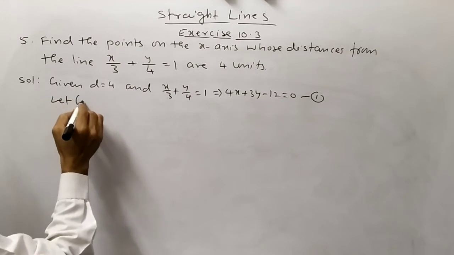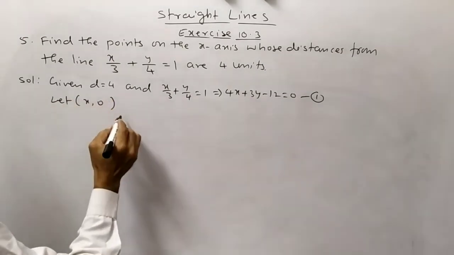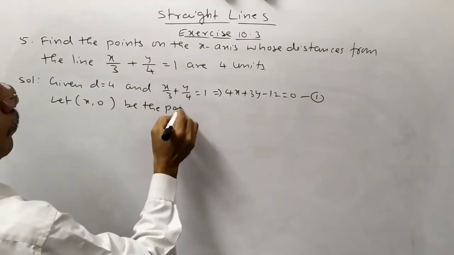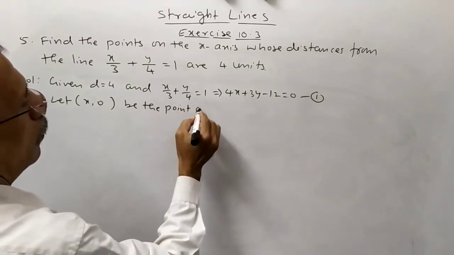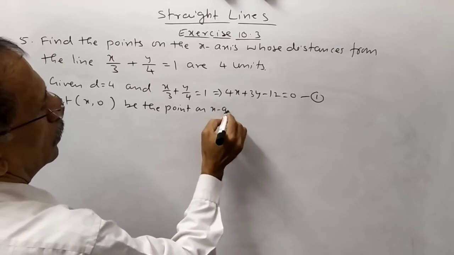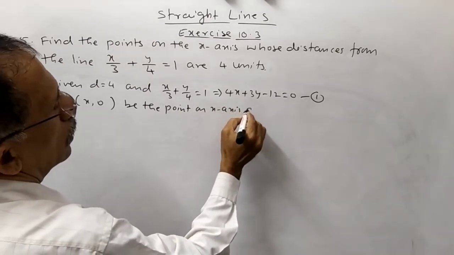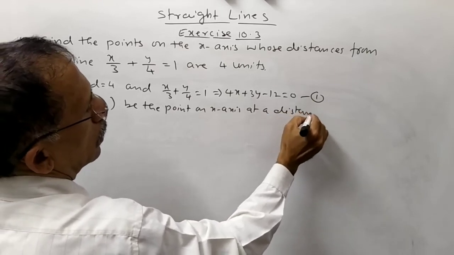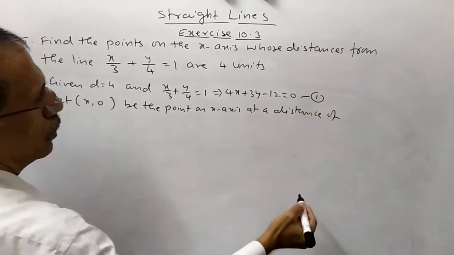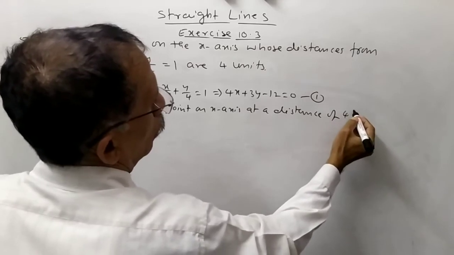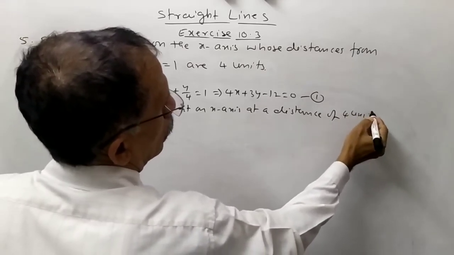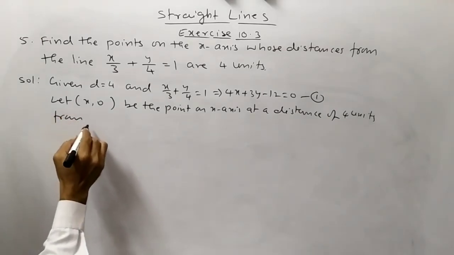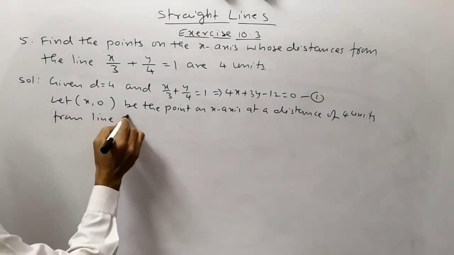Let x comma 0 be the point on x-axis at a distance of 4 units from line 1.